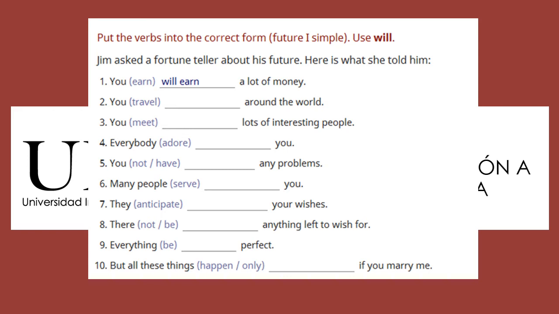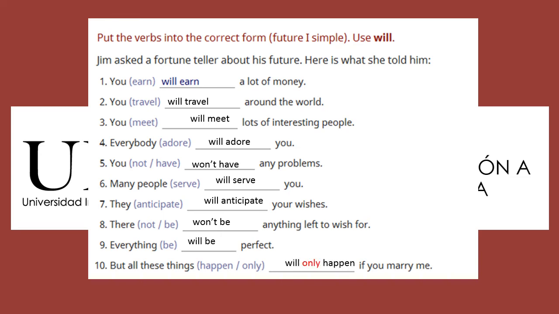Okay, now we're going to see what the fortune teller told Jim. So she told him, you will earn a lot of money, you will travel around the world, you will meet lots of interesting people, everybody will adore you, you won't have any problems, many people will serve you, they will anticipate your wishes, there won't be anything left to wish for, everything will be perfect, but all these things will only happen if you marry me. So the fortune teller wanted Jim to marry her.